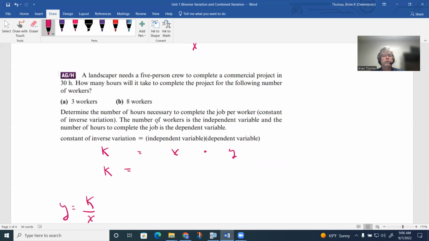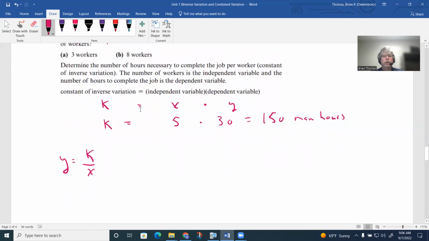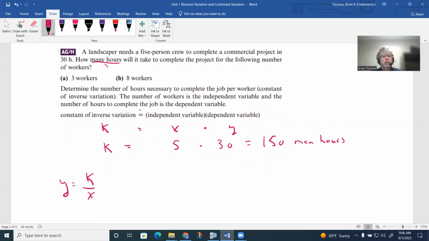Notice how, again, we are looking for how many hours it takes to complete the job. So the hours, since that's what we're looking for, is going to become our y value, our dependent variable. The number of people in the crew is going to become our independent variable. So here, the 5-person crew times the 30 hours is going to be our constant of variation, which is 150. So it's 150 what we call man hours, if you will, or person hours.